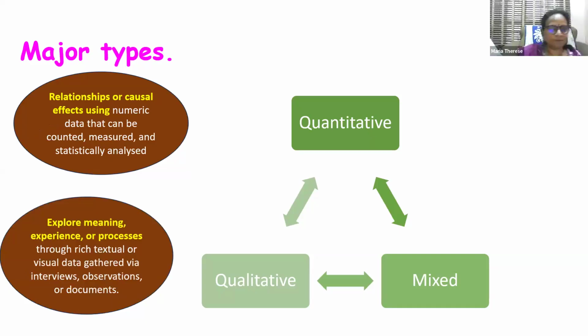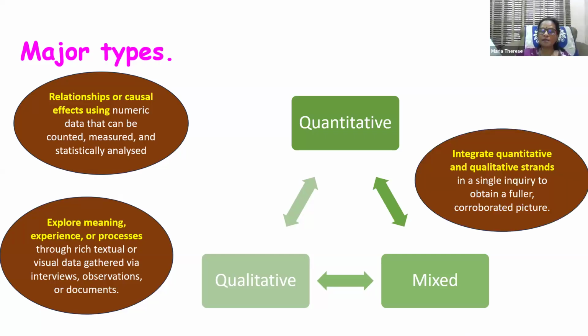What do you mean by qualitative research design or approach? It explores the experience or meaning of a particular process or task through rich textual, or simply subjective, data about the incidents and experiences they have had. You can collect the data via interviews, observation, and documents. What do you mean by mixed method? Mixed method is the integration of quantitative and qualitative in a single inquiry to obtain a fuller picture.